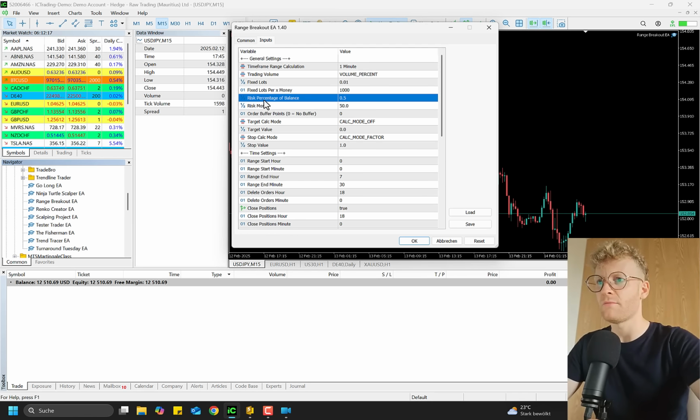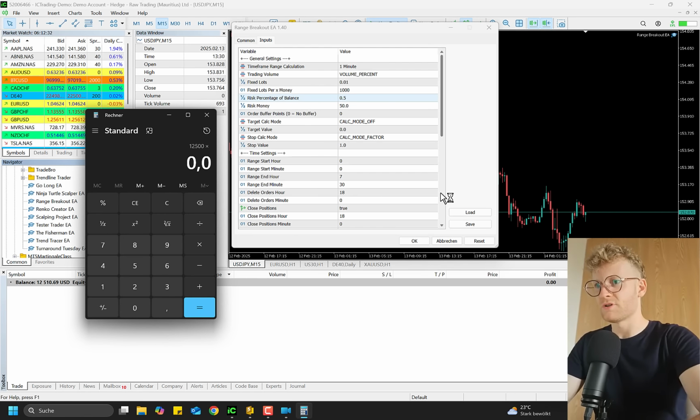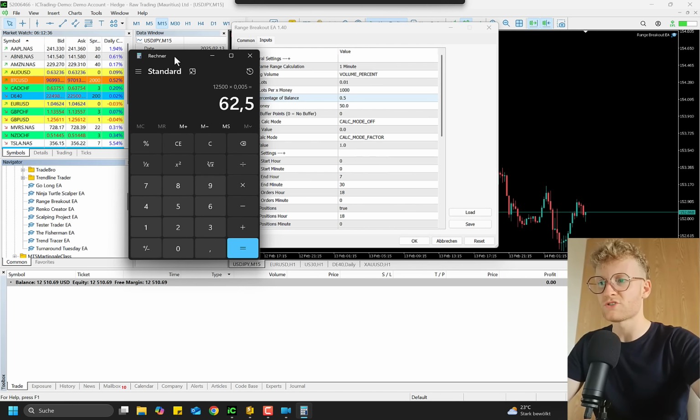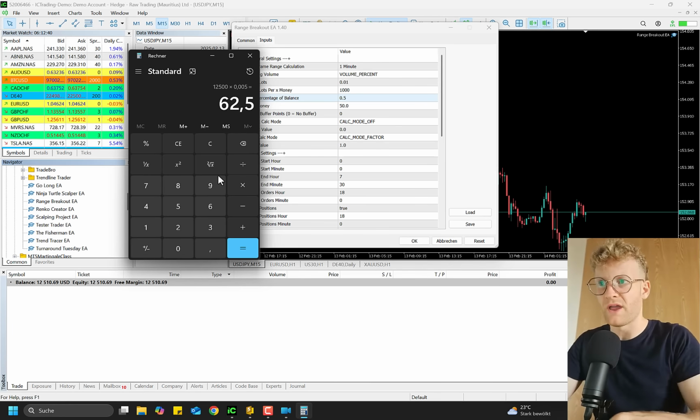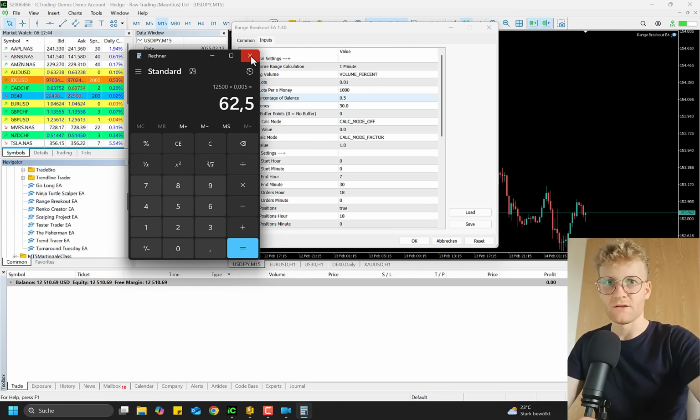This brings us to the next, which is the volume percent. Here we have a risk percentage of the balance. So let's assume our balance is 12,500. Then we would take 0.5% of this, which is 12,500 times 0.005. So we would risk 62 US dollar and 50 cents roughly for every trade. Of course, it's not exactly this number because sometimes the lot size has to be rounded, sometimes the commission also makes the loss a little bit bigger, but it's around this level.